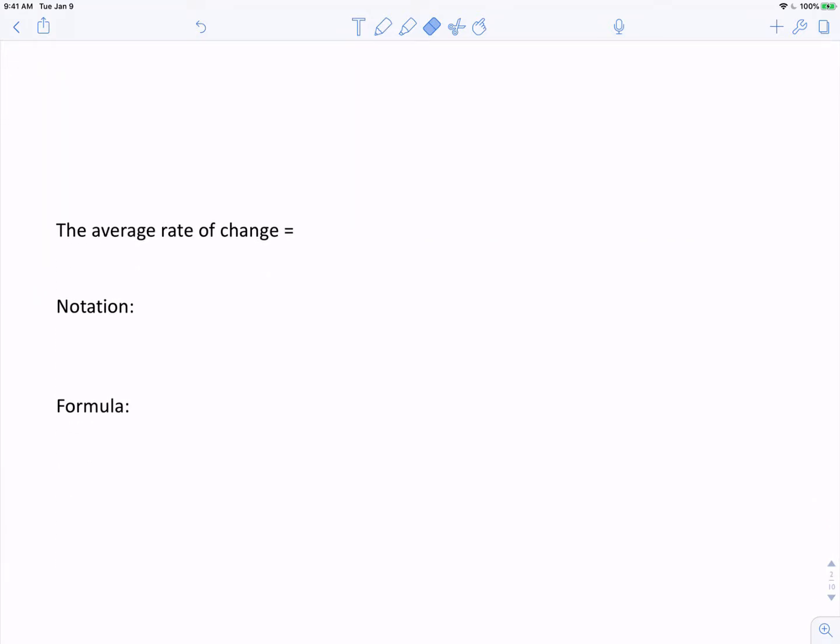The average rate of change of a function is the change in the y variable divided by the change in the x variable. And you may recognize this as a concept that you're familiar with already. It's just the concept of slope.